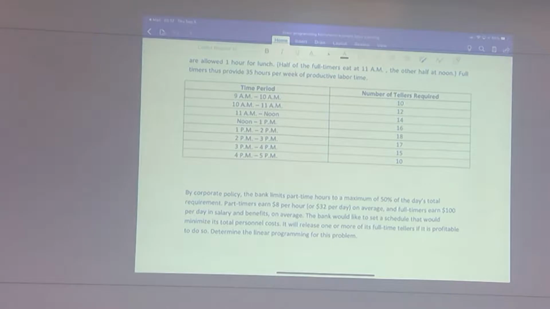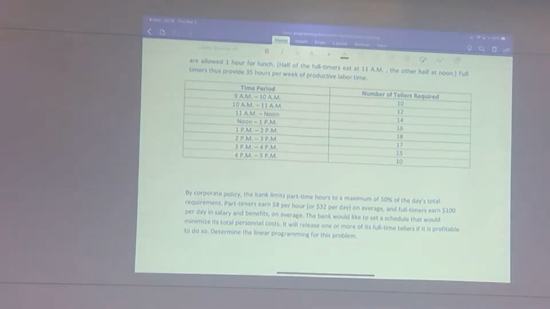By corporate policy, the bank limits part-time hours to a maximum of 50% of the day's total requirements. Part-timers earn $8 per hour, or $32 per day on average, and a full-timer earns $100 per day in salary and benefits on average. The bank would like to set a schedule that would minimize its total personnel cost. It will release one or more of its full-time tellers if it is profitable to do so.